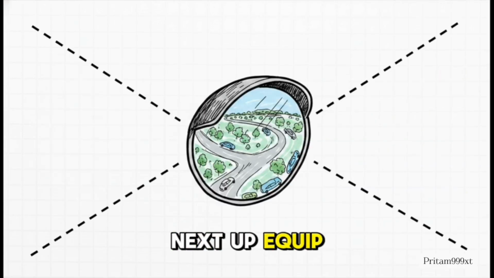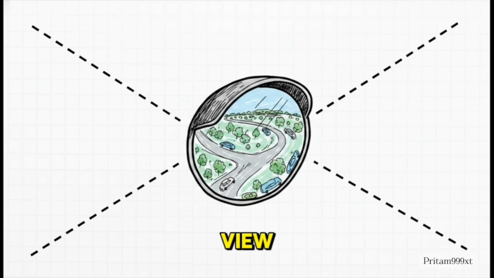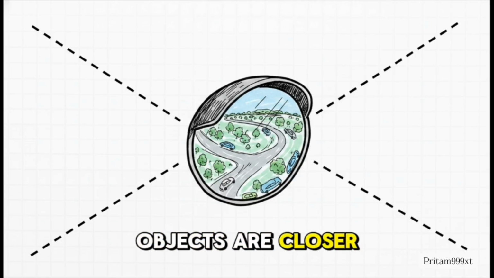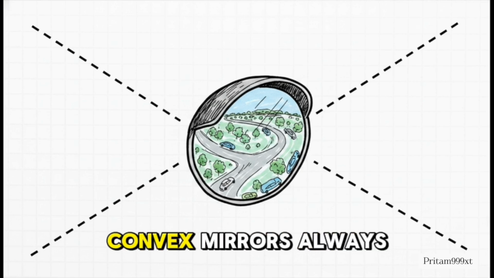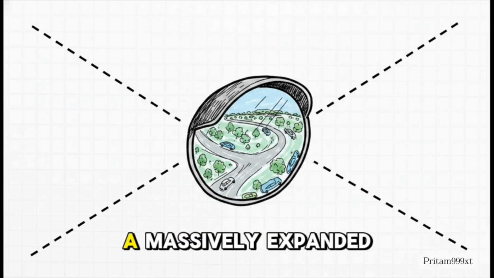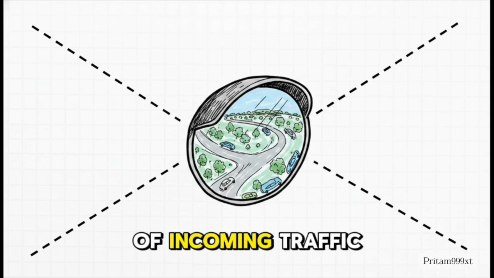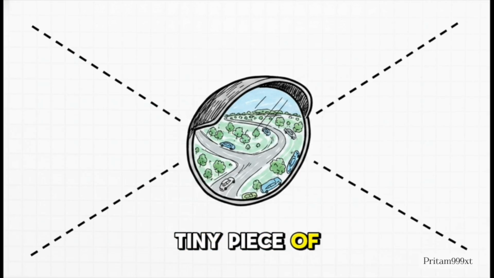Next up, equip, convex mirror. Function, maximize field of view. Have you ever wondered why rearview mirrors in cars always say objects are closer than they appear? Well, it's because convex mirrors always produce diminished, erect, and virtual images. By making the image smaller, they grant drivers a massively expanded rear-view field of view, letting you spot a huge area of incoming traffic in just one tiny piece of curved glass.